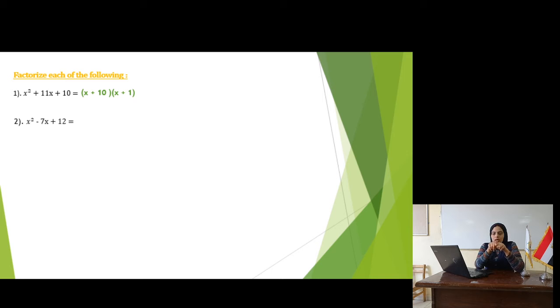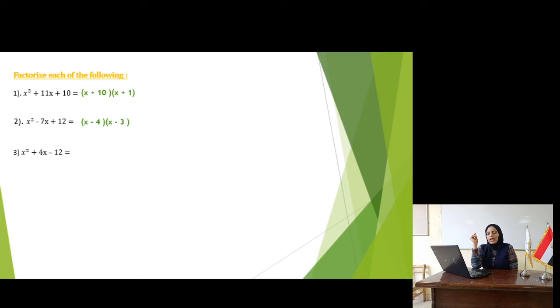Now about the sign of the third term. If we have the third term with a positive sign, that means we will drop the sign of the middle term in the two brackets. Let's move to exercise number 3.